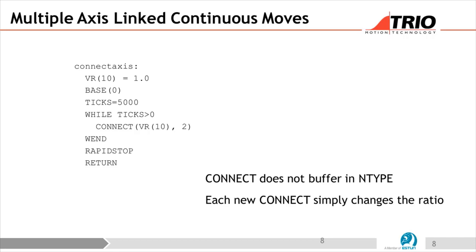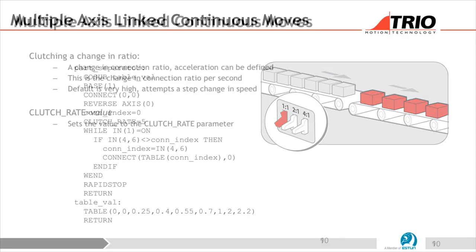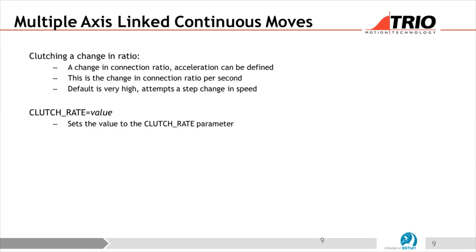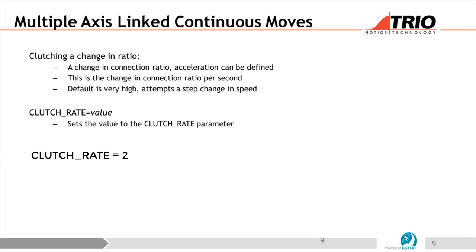Well, exactly. The thing about the connect as well is if you apply that to a moving master axis, it will suddenly change. Except we have this thing called clutch rate, which allows you to bring it in gently if you want to. The clutch rate is actually a rate of change of ratio. So if I have a clutch rate of 0.5 and I go to a ratio of 1:1, it will take 2 seconds to get there because it's changing 0.5 per second. If I put a clutch rate of 2 and the ratio is 1:1, it will take half a second. So it's rate of change per second.